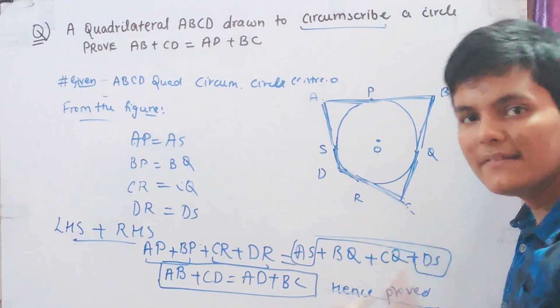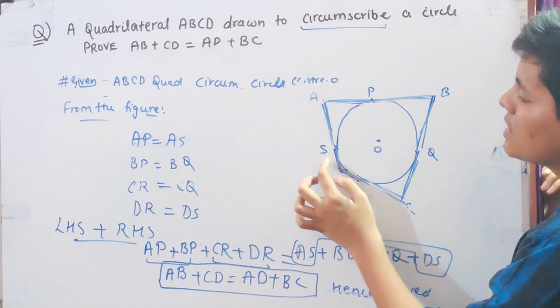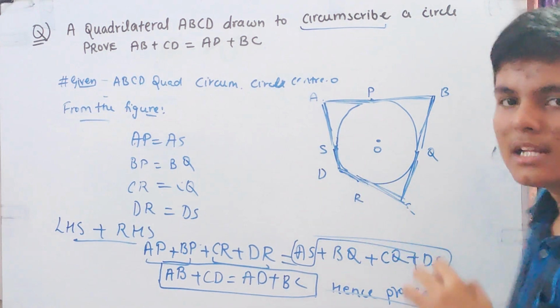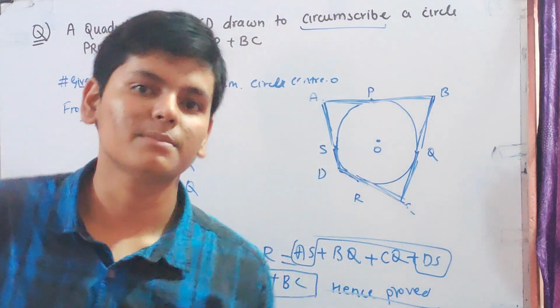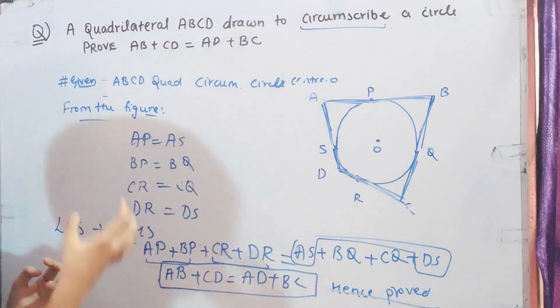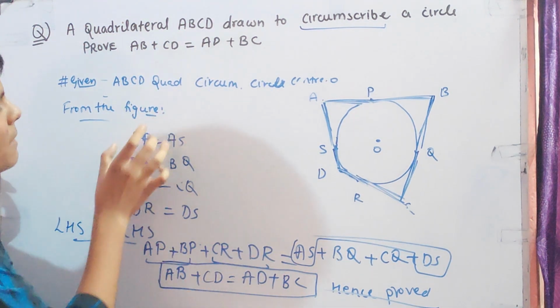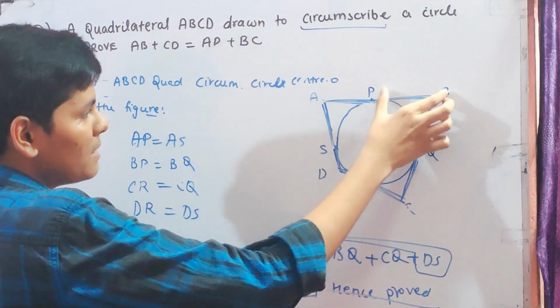And one more thing, there are many ways to solve this problem. Many people take DS is equal to x and then this also x. There are so many various methods to solve the question, but this is the method which I prefer. That is why I use this method to solve it. AP plus BP will give you AB.